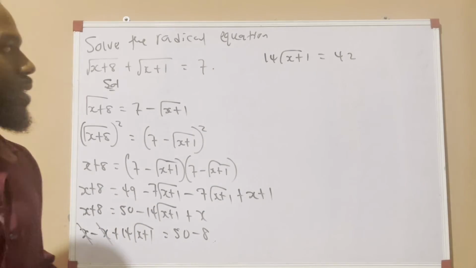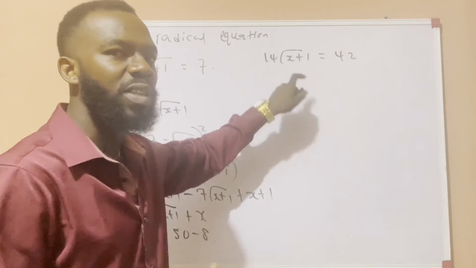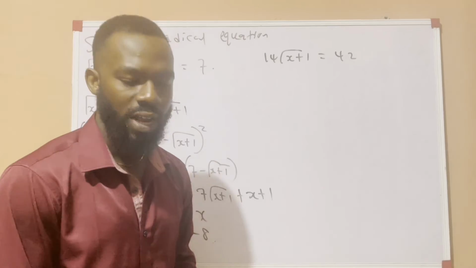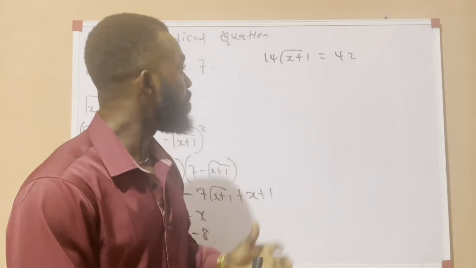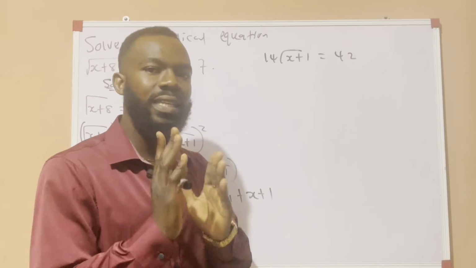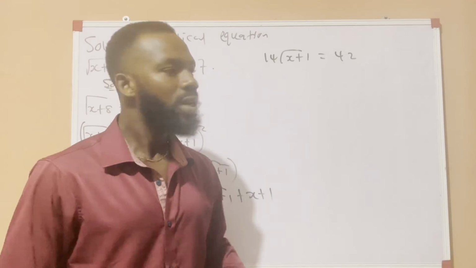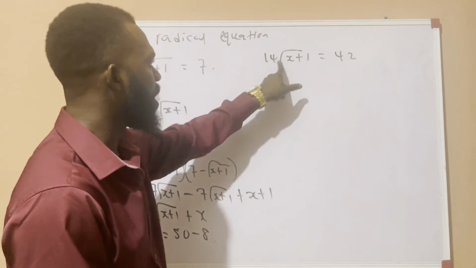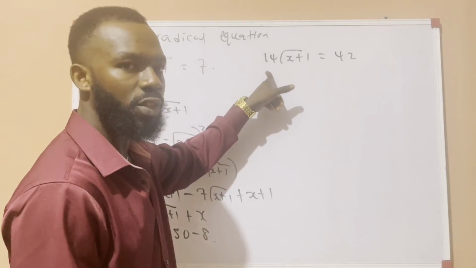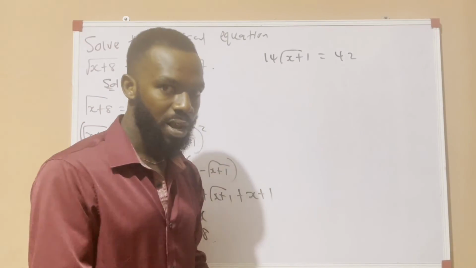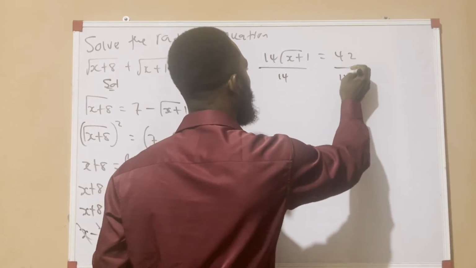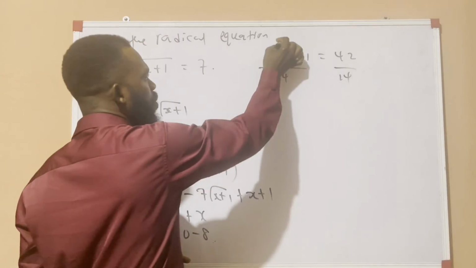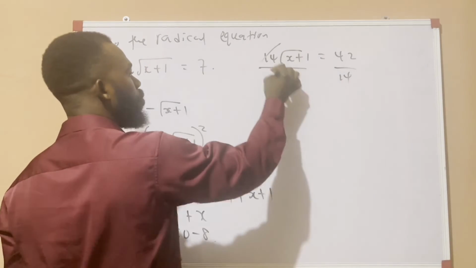Now, what are we going to do next? For us to be able to get x, it means we need to make x the subject of the formula. And when you say x becomes the subject of the formula, what does it mean? It means x stands alone. Nothing is with x. X is alone. Now, the first thing I have to remove here is 14. And how can I remove 14? By dividing both sides of the equation by 14. So here becomes over 14, and here becomes over 14. Are you with me?